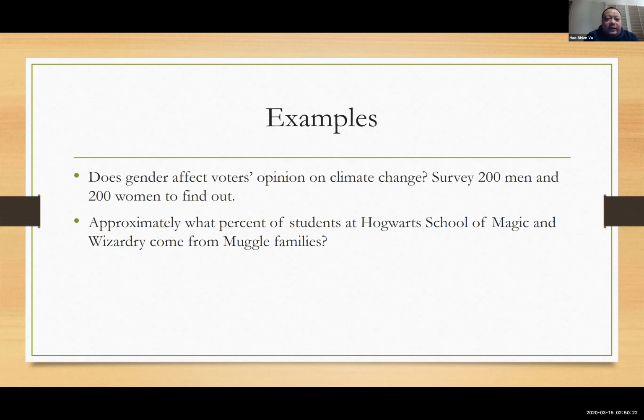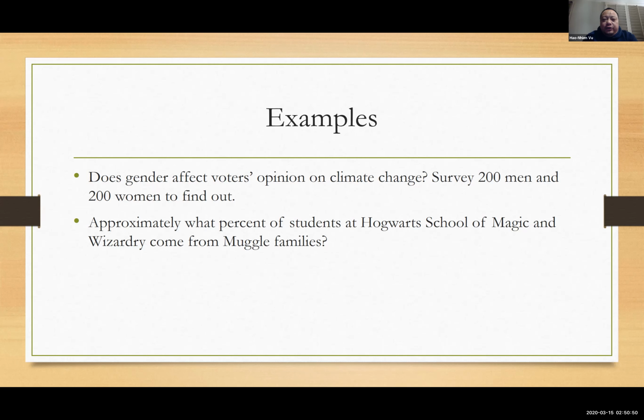Does gender affect voters' opinion on climate change? We surveyed 200 men and 200 women to find out. So think about it, hit pause, think about it, and resume later. Okay, we're resuming. This one is a little bit tricky.